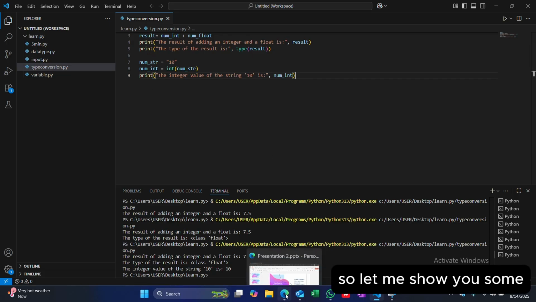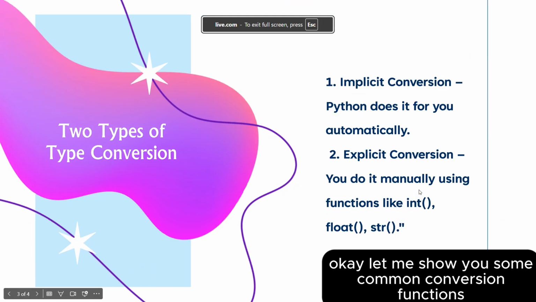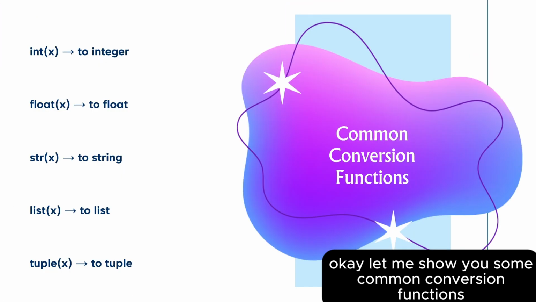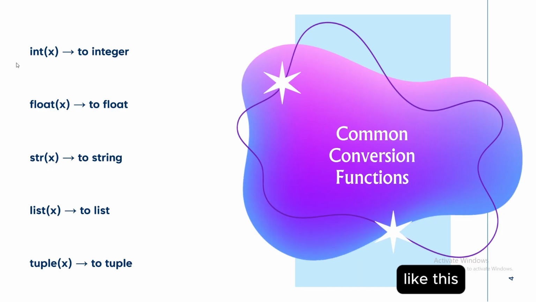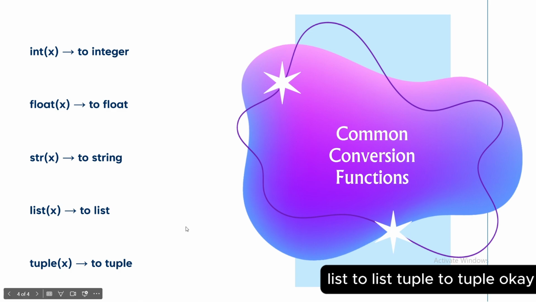Let me show you some common conversion functions like these: int to integer, float to float, str to string, list to list, tuple to tuple. Okay.